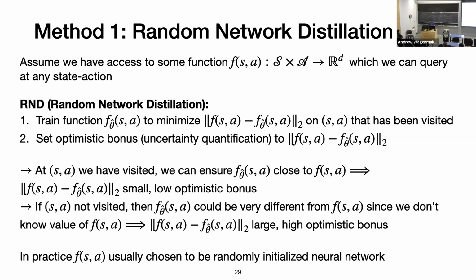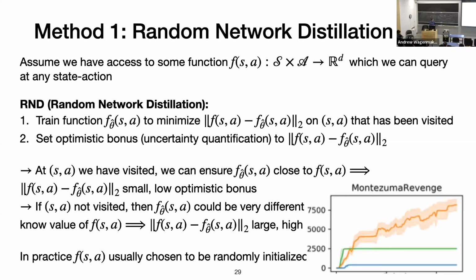So this kind of works, I guess, in general. This is a plot from the original paper that proposed this method. In orange here is the RND approach, and green and blue are some more naive methods. And you see that in this case, on this Montezuma's Revenge game, the RND approach is actually able to find enough reward by using this method to optimize.